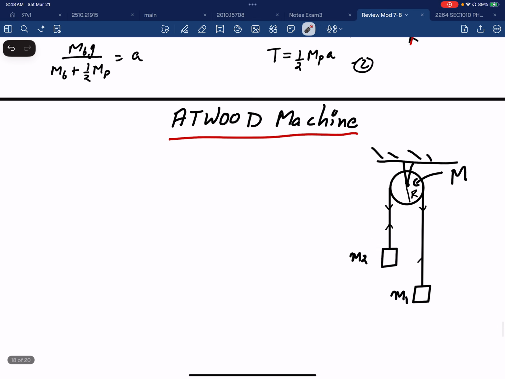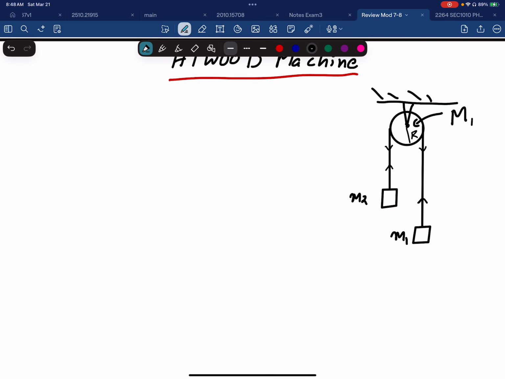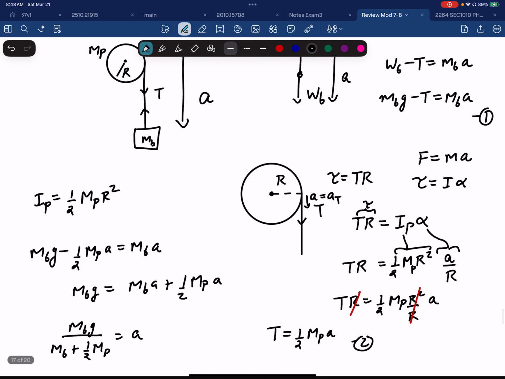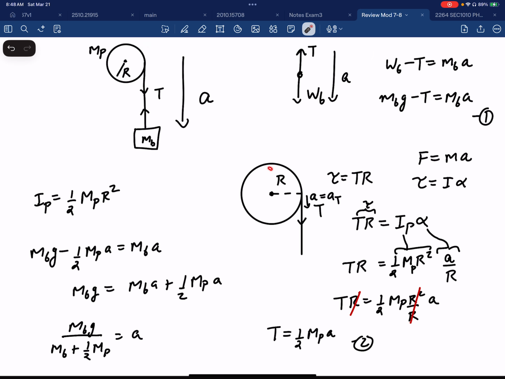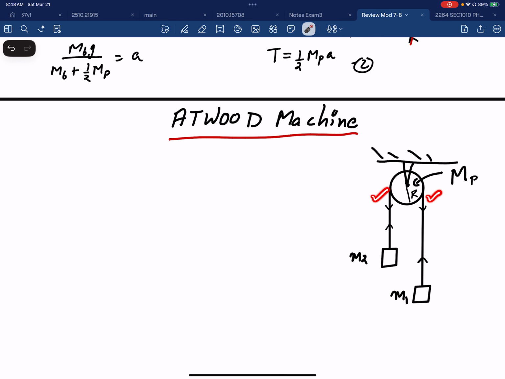Now let's go for the Atwood machine, which we did in the last part when we did Newton's laws. Remember, in the Atwood machine, the nuance was that the disk is massless. Now we are going to take the disk to be massive. Now try to understand here. Previously, this fellow was under the effect of only one tension, which is this. Now it is under the effect of two tensions.